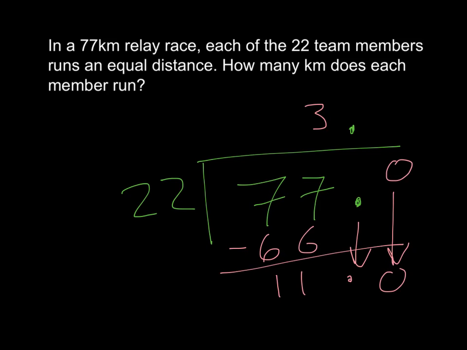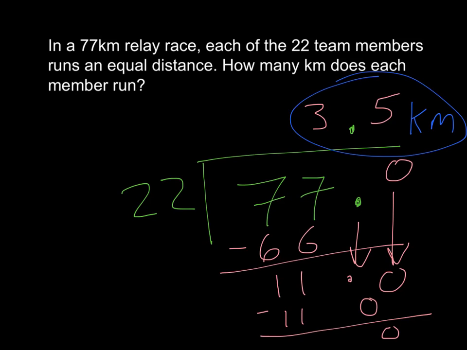And 22 goes into 110 5 times. 22 times 5 is 110. And subtracting that, we have 0. So I know that in this relay race, each of the team members is going to run 3.5. 3.5 what? I need to remember my units. 3.5 kilometers each. Okay, let's try another problem.